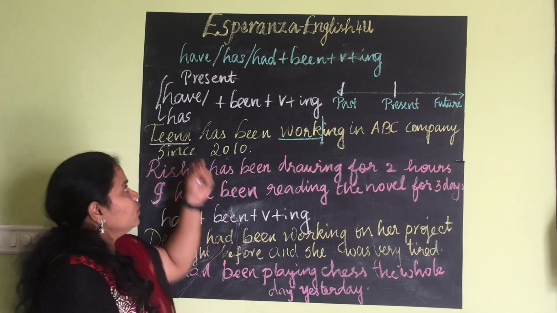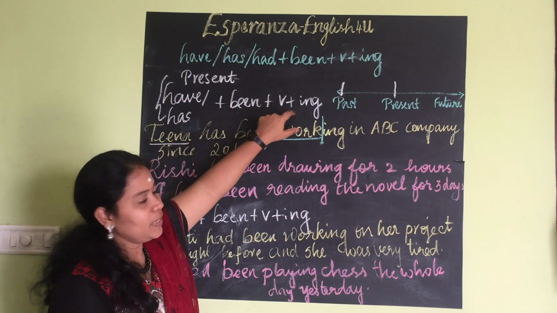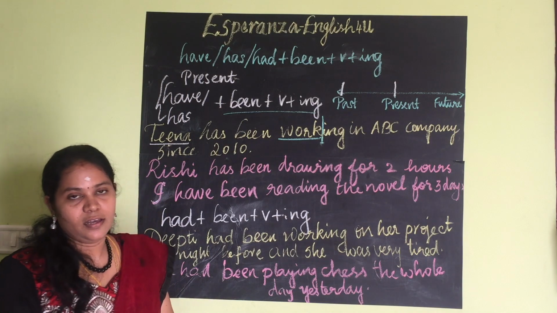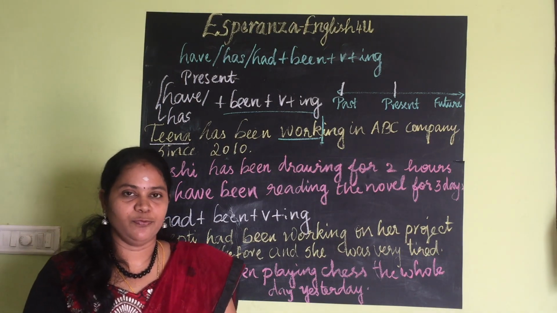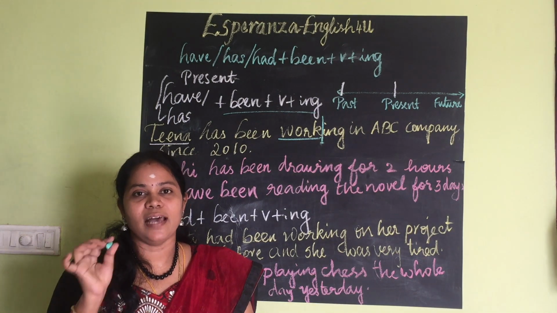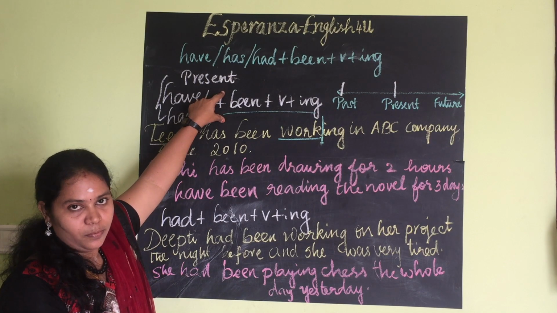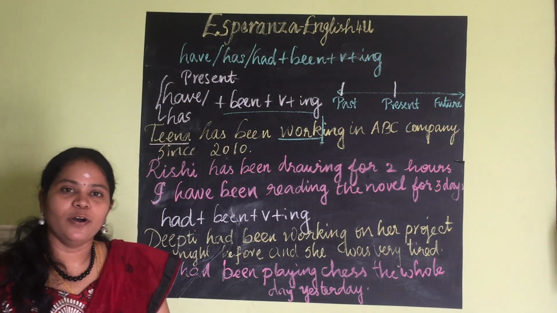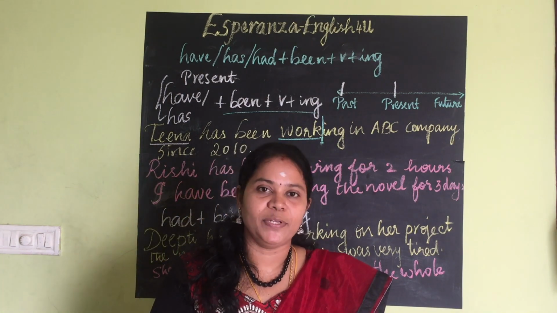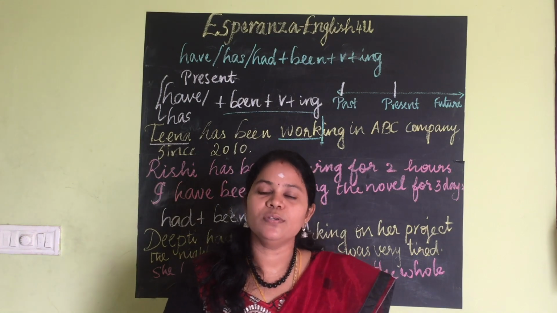Clear? So we use have and has for present tense. If it is been plus verb plus ing, it is for present perfect continuous tense. Present perfect continuous form is have or has plus been plus verb plus ing. Why are we using present perfect continuous form? Continuous means, always keep it in your mind, verb plus ing. If it is continuing, we have to use verb plus ing.